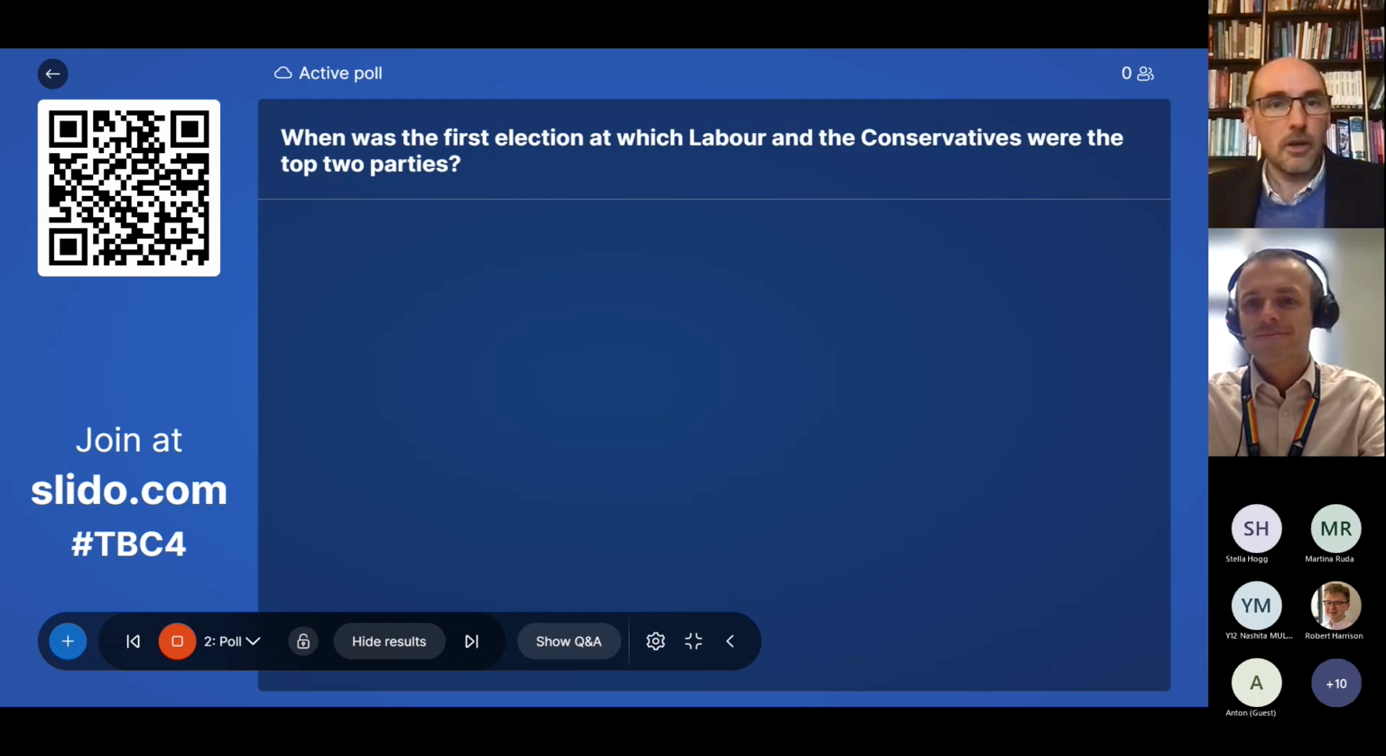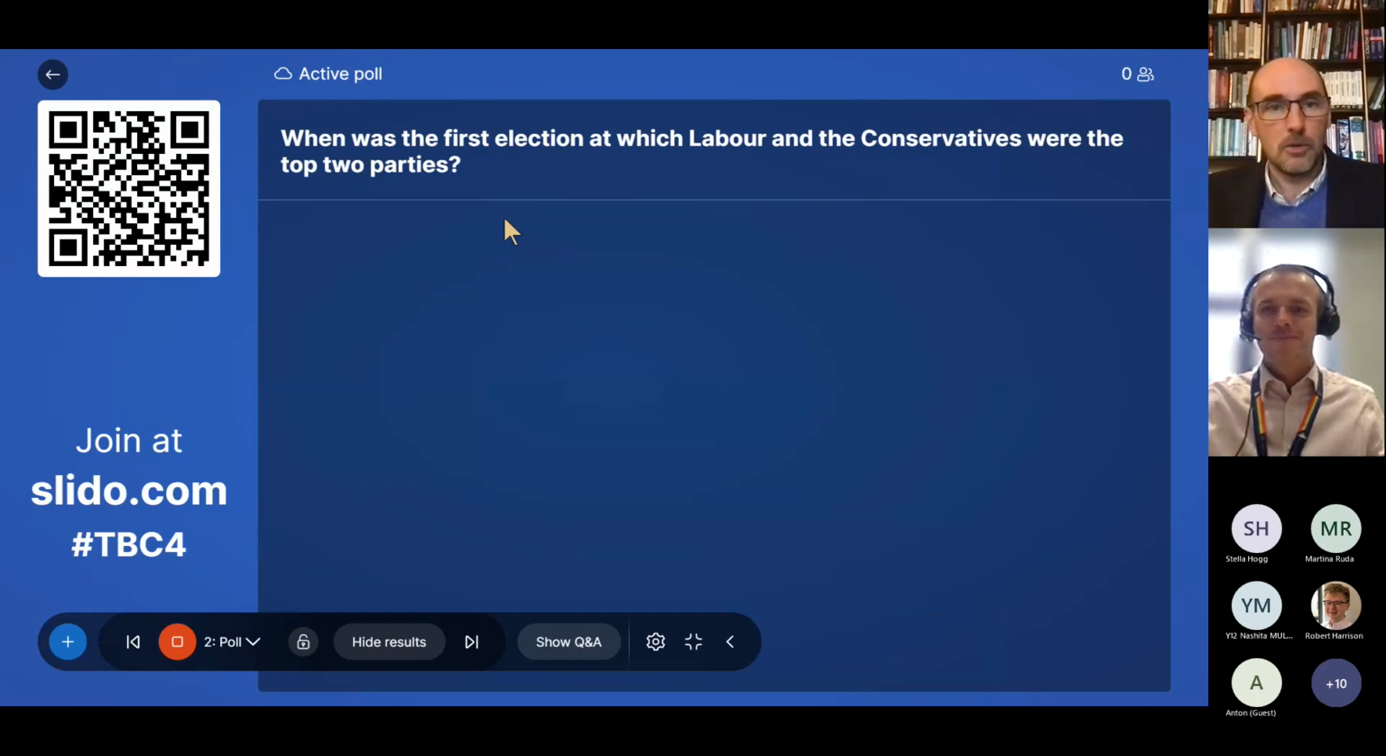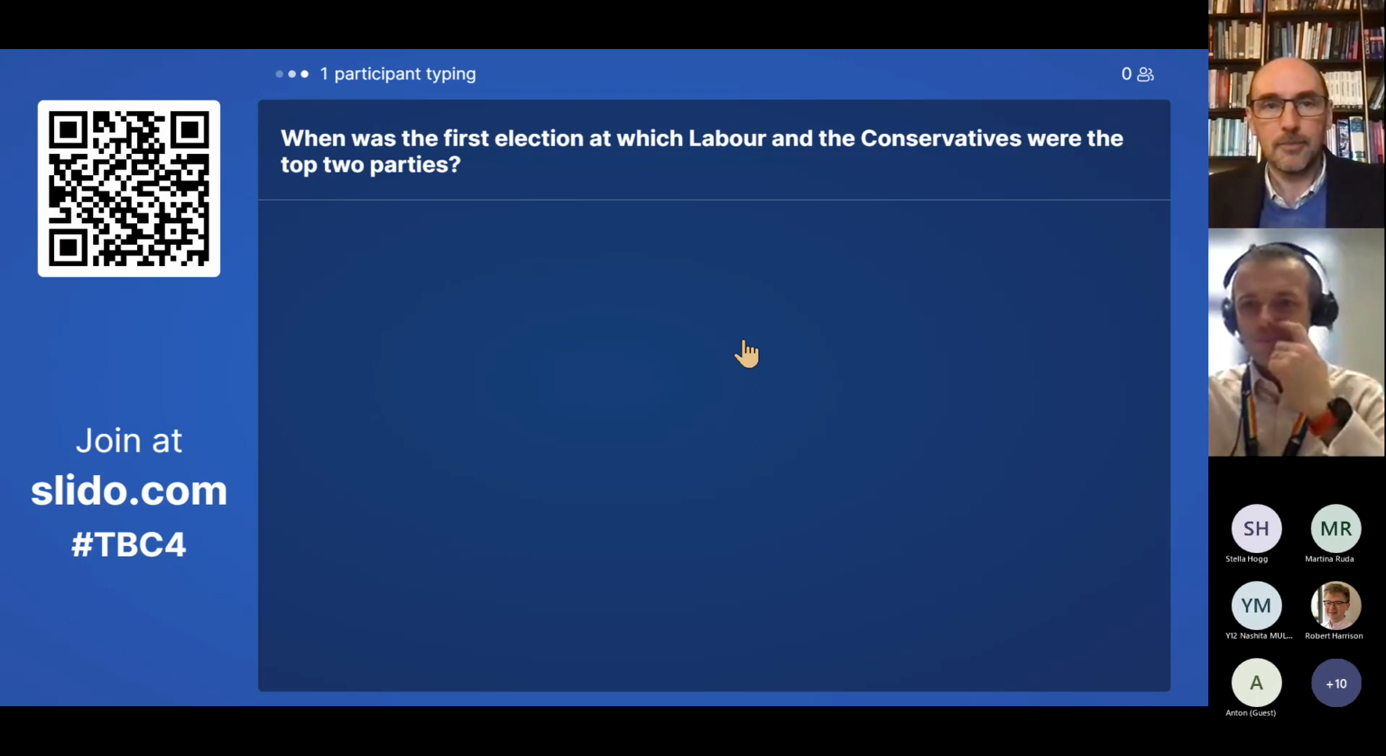So there's the first question. When was the first election at which Labour and the Conservatives were the top two parties? So if people can type in their answer, just calendar year, would be great, and see how long ago people think that was.